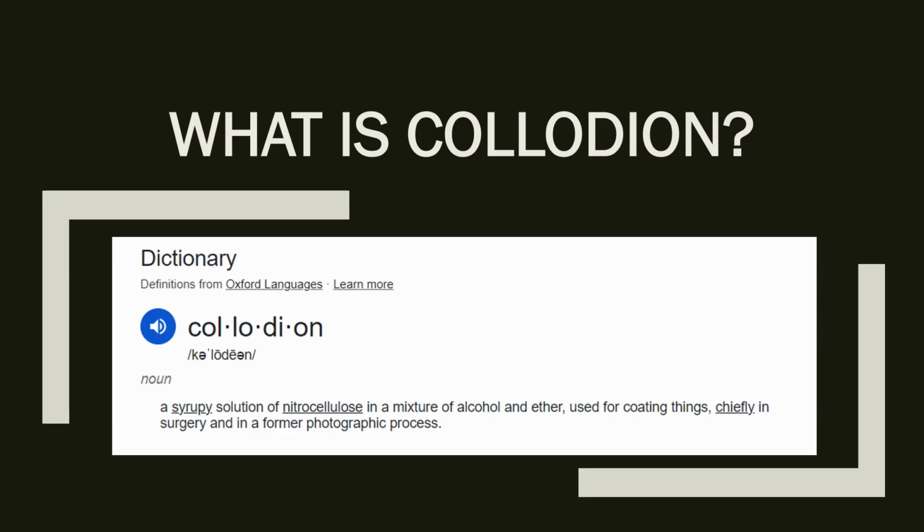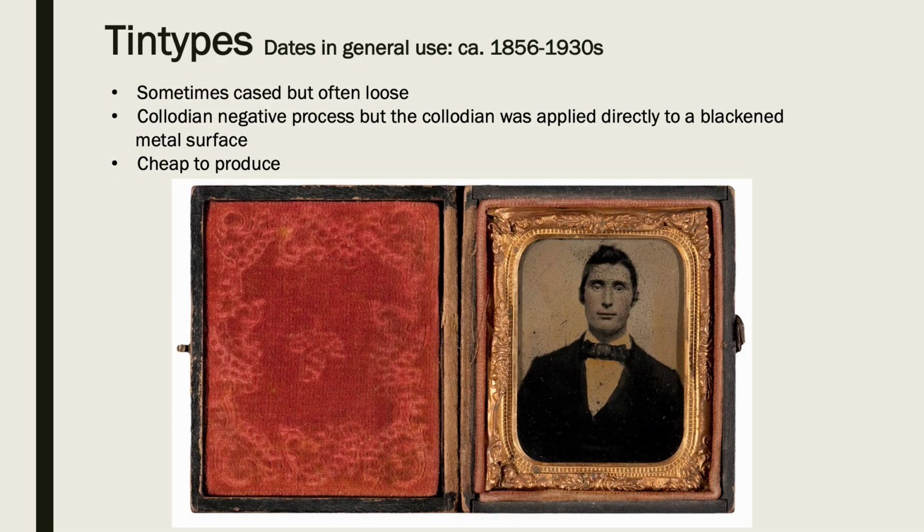To answer what may be a question on everyone's mind, what is collodion? It is a syrupy solution of nitrocellulose in a mixture of alcohol and ether used for coating things, chiefly used in surgery and in former photographic processes.